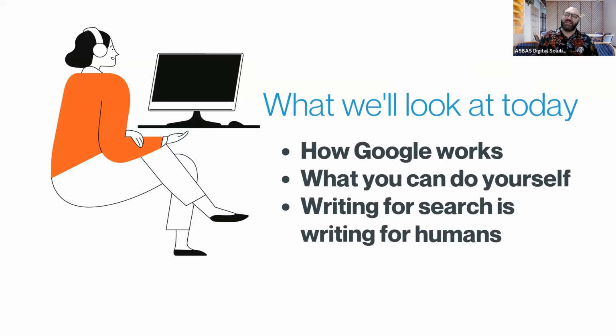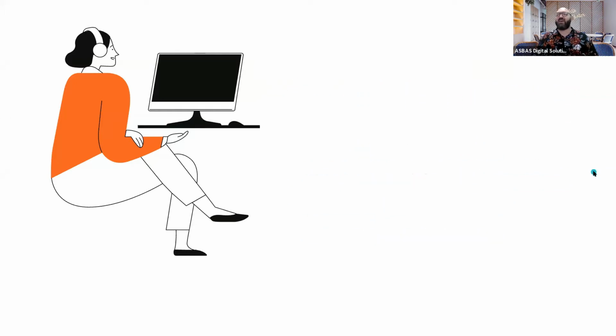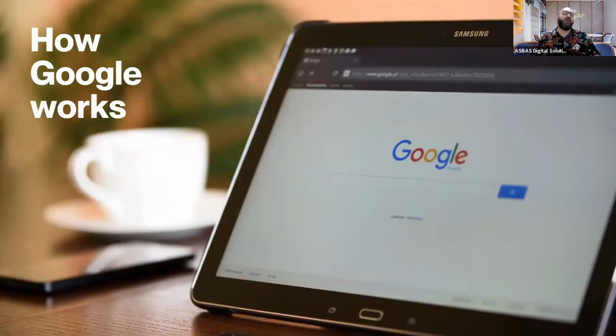What we're going to look at today is how Google works, a little bit about what it looks for and how you can work with that. We're going to look at what you can do yourself out of all those big Google things. And then we're going to look at writing for search and how it's basically writing for humans. When you write for people, you're essentially writing for search as well, because Google is looking for that. And I've got tons of examples, but first of all, a little bit of a look about how Google works.